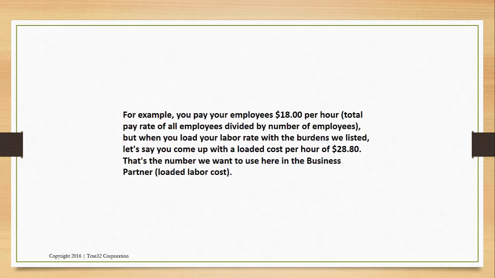For example, you pay your employee $18 per hour. To calculate that in this cumulative number, so again that's plural, employees, $18 per hour, total pay rate of all your employees divided by the number of employees. But when you load your labor rate with the burdens we listed, let's say you come up with a loaded cost per hour of $28.80. That's the number we want to use here, a loaded labor cost.